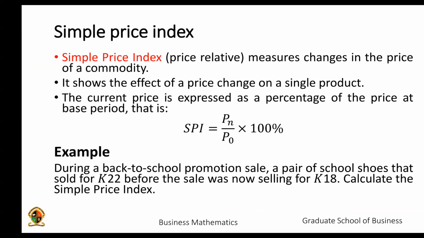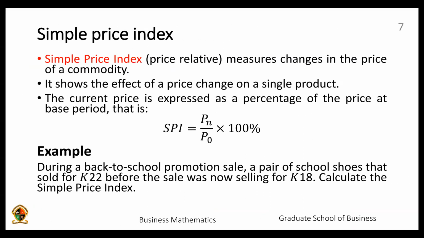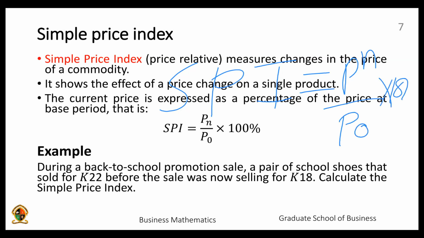Number one, this one is for price. This is a simple price index. The simple price index is equal to the price in this new year divided by the price in that other year, times 100. Did you get that?